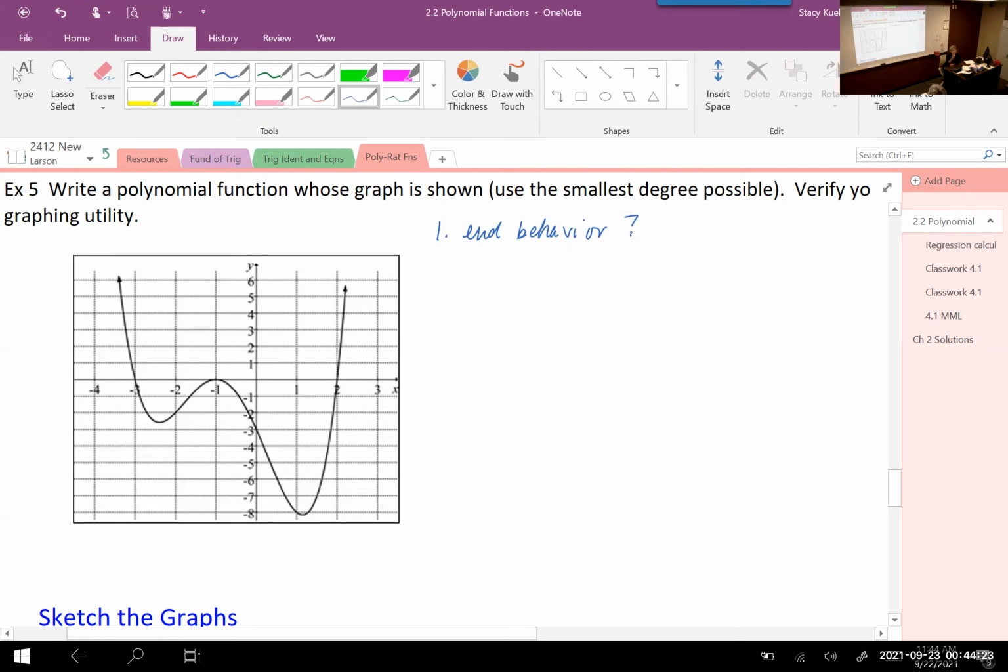It's an even function, right? The end behavior is both goalposts going in the same direction, right? And would we say that this would be positive even or negative even? Positive even. All right, so we're going to say that this is positive even.